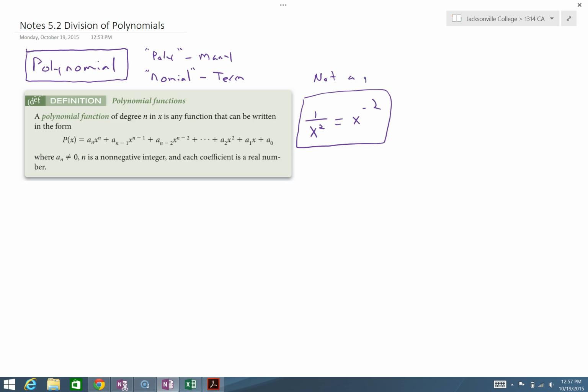This is a rational function, when we have a polynomial in the numerator and in the denominator. So for a polynomial, we cannot have a negative or even fractional exponent. If we had a square root of x in there, it wouldn't be a polynomial either. This is not a polynomial. This would not be a polynomial. A polynomial would be a cubic or a quadratic. All right. Okay. First, let's look at division by a monomial.